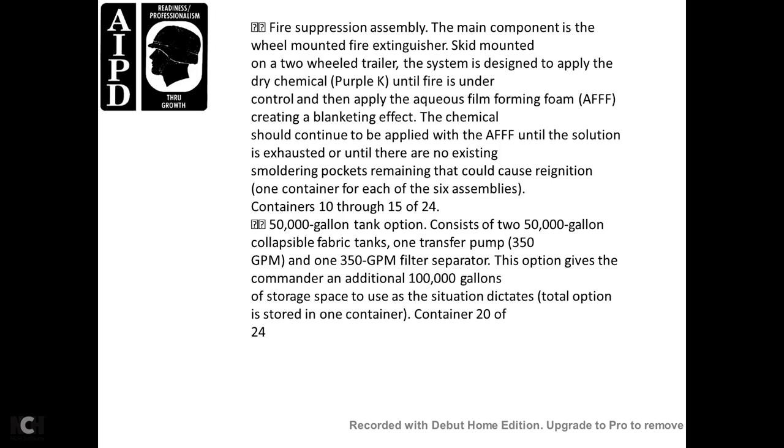One container for each of the 6 assemblies, containers 10 through 15 of 24. The 50,000 gallon tank option consists of 2 50,000 gallon collapsible fabric tanks and 1 transfer pump, a 350 gallon pump. These are separate, giving the commander the option of an additional 100,000 gallons of storage space to be used as the situation dictates. The total option is stored in 1 container, container 20 of 24.